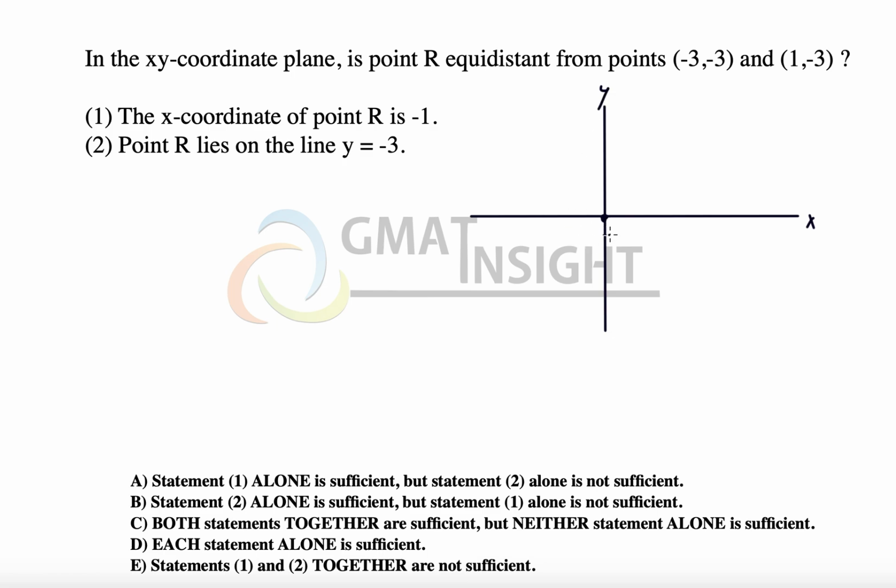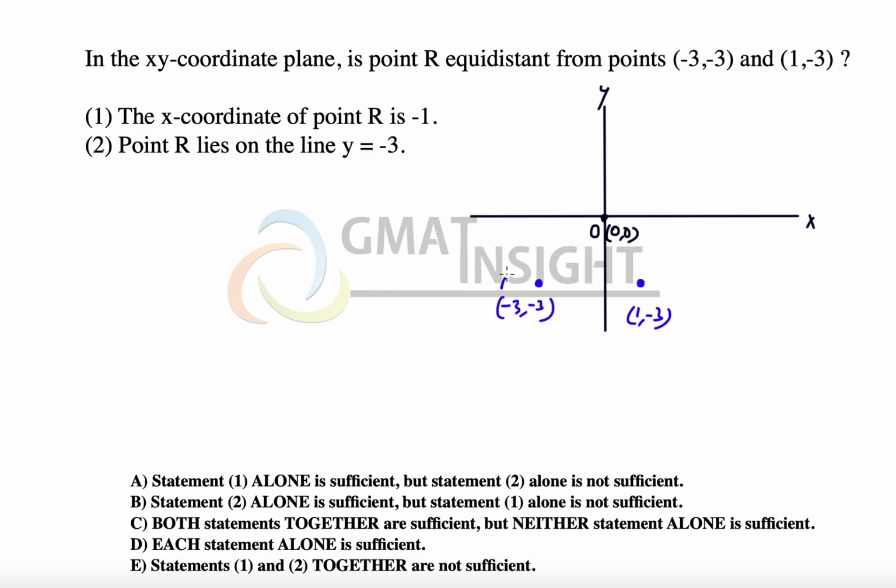This point is the origin, which is (0, 0), and (-3, -3) is a point in the third quadrant, so that will be somewhere at this place, (-3, -3), while the other point (1, -3) is a point in the fourth quadrant.